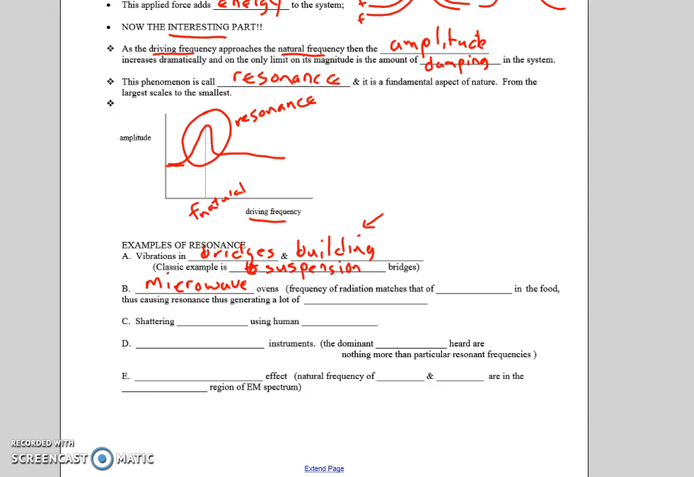And if the frequency of radiation matches that of the vibrations in the food, that causes resonance, thus generating a lot of heat. In other words, if you absorb the microwaves, you are absorbing the energy of it, and that will cause the molecules to jiggle even further. Further means more energy, they get hotter.